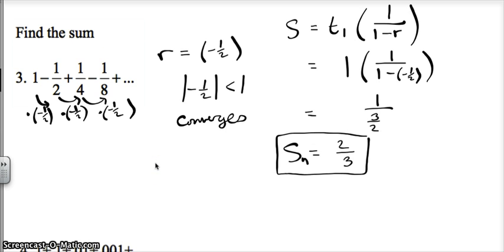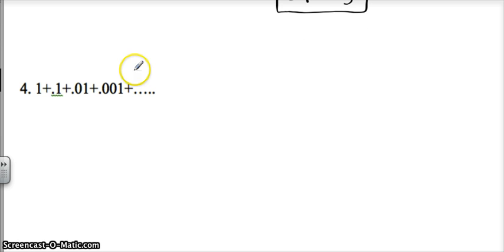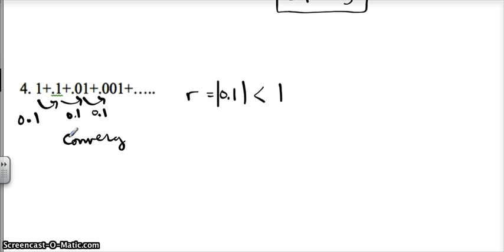Okay. Let's go ahead and take a look at our next one. Here's number 4. Let's find the sum of this series going from 1 to 0.1, 0.1 to 0.01, and so on. The pattern you see there, we're multiplying by 0.1 each time. And so we see this r value is 0.1. Well, that's definitely less than 1. So we know, again, this series is going to converge.